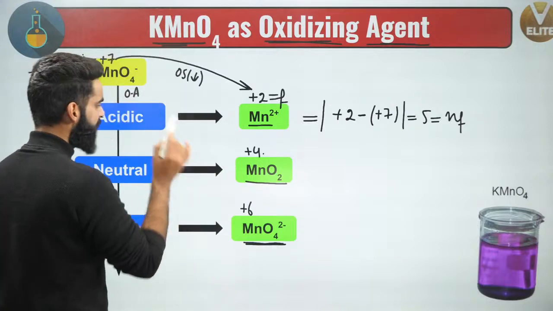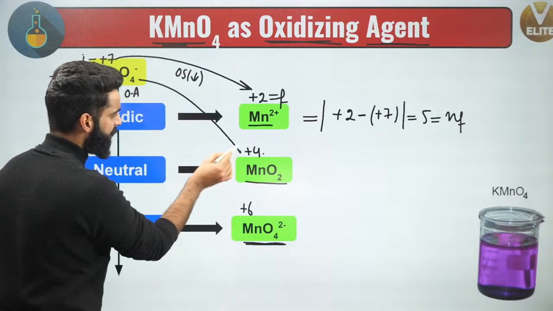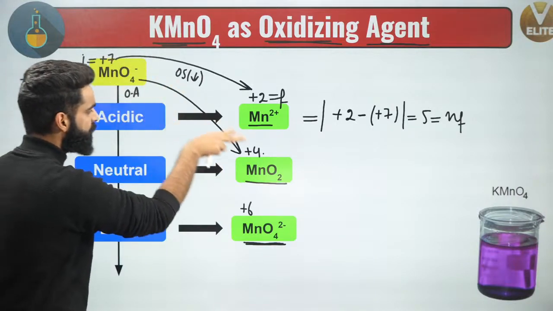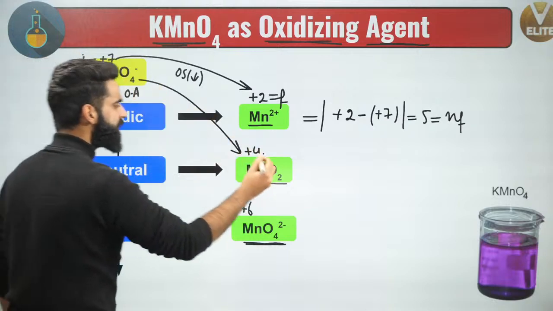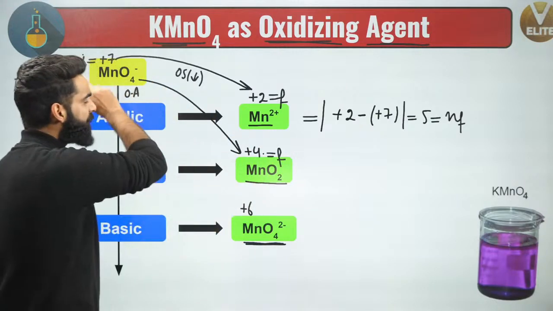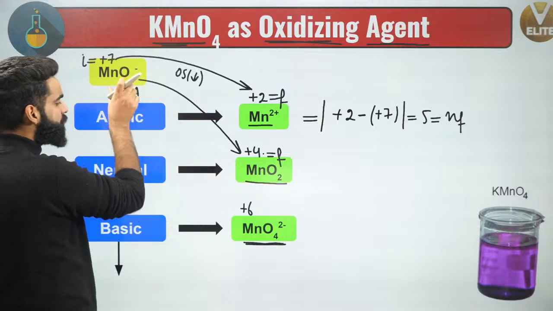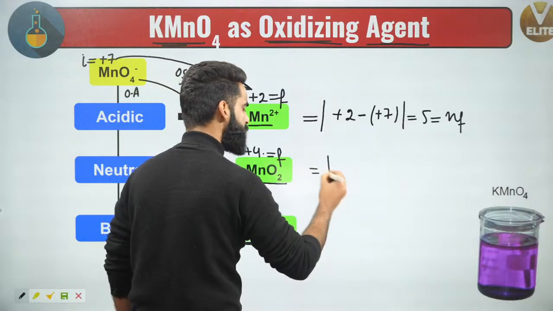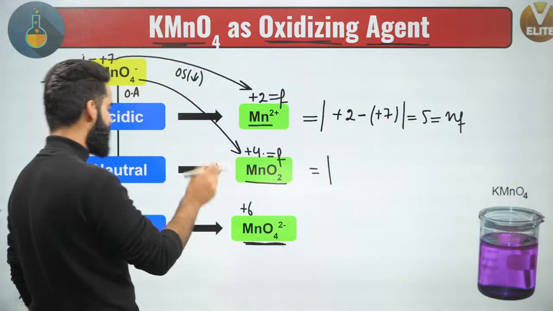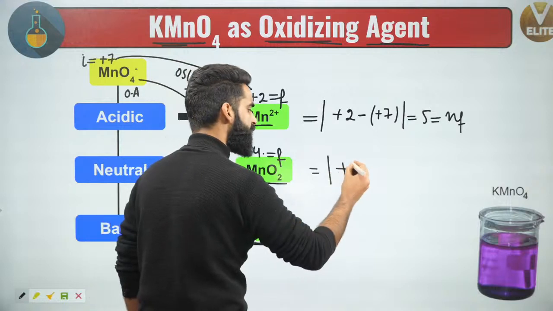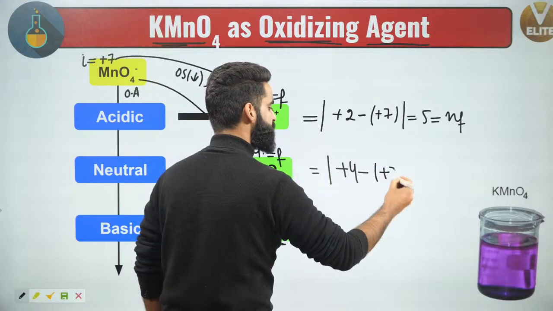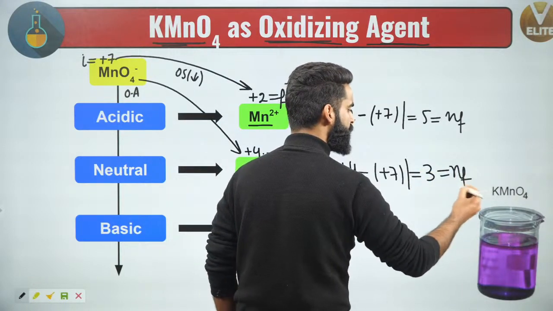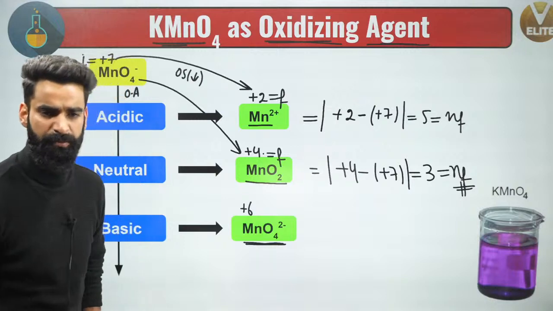Now people, at the same time, if I ask you in neutral medium, is the oxidation state of Mn increasing or decreasing? It's again decreasing from +7 to +4. +7 is the initial oxidation state, +4 is the final oxidation state. Now if I want to calculate the N factor of MnO4 negative in the neutral medium, I'll simply write the magnitude of change in the oxidation state of Mn, that is the final oxidation state of Mn minus the initial oxidation state of Mn, that is +7. You'll get the value over here as 3, and 3 I'll be calling the N factor of KMnO4 in which medium? This is the N factor of KMnO4 in the neutral medium.